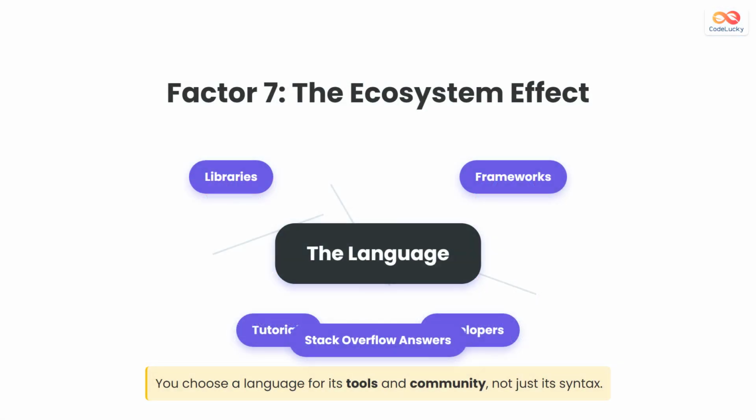Finally, there is the ecosystem. When you choose a language, you aren't just choosing syntax. You are choosing the libraries, frameworks, and community. You might create a new language that is better than Java, but if it doesn't have the millions of libraries and Stack Overflow answers that Java has, no one will use it. The network effect is a powerful barrier to consolidation.